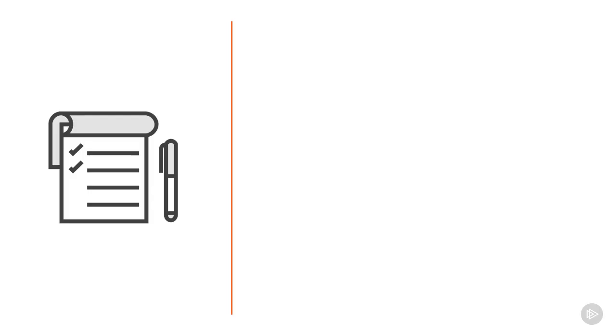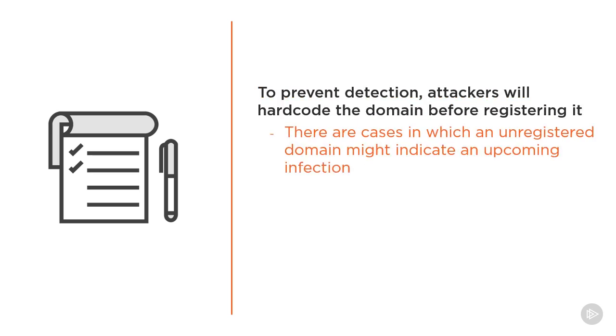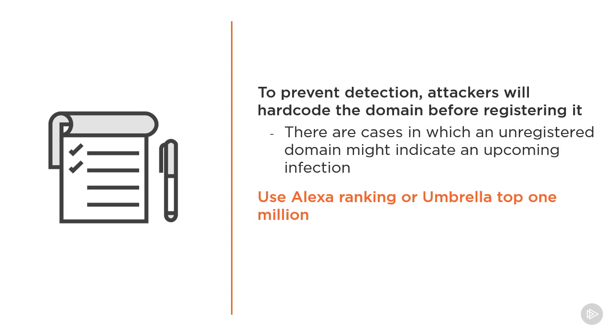A few other things to consider on this scenario. To prevent detection, attackers might hardcode the domain before registering it. This is the case specific for domain generation algorithms. There are also cases in which an unregistered domain might indicate an upcoming infection. We can leverage some external intelligence by using the Alexa ranking or the Cisco Umbrella Top 1 Million websites to exclude them from the investigation.